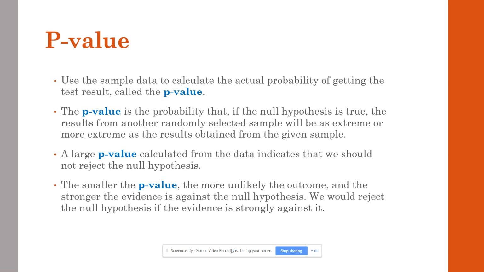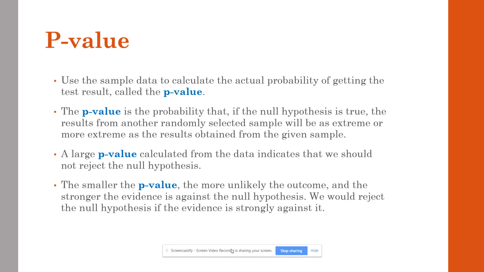So now we're going to talk about the p-value. When we're running this test, we're going to use the sample data to calculate the actual probability of getting the test results, and we call that the p-value. The p-value is the probability that if the null hypothesis is true, the results from another randomly selected sample will be as extreme or more extreme as the results obtained from the given samples.